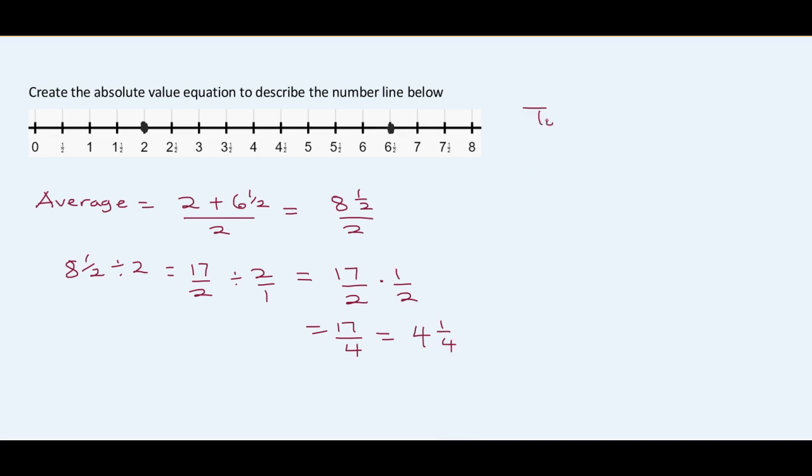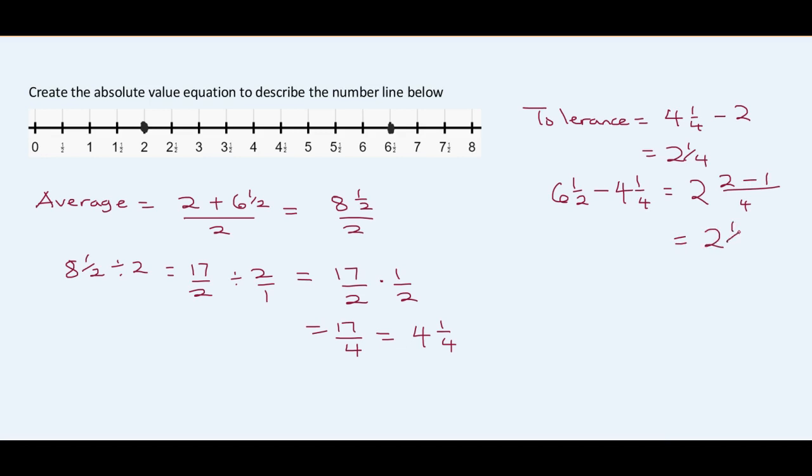Now our tolerance is going to be equal to 4 and 1 over 4 minus 2, which is 2 and 1 over 4, or it's going to be 6 and 1 over 2 minus 4 and 1 over 4, which is 2, and then we have 4 as the common denominator. So here we have 2 over 4 minus 1 over 4. So this is 2 and 1 over 4.